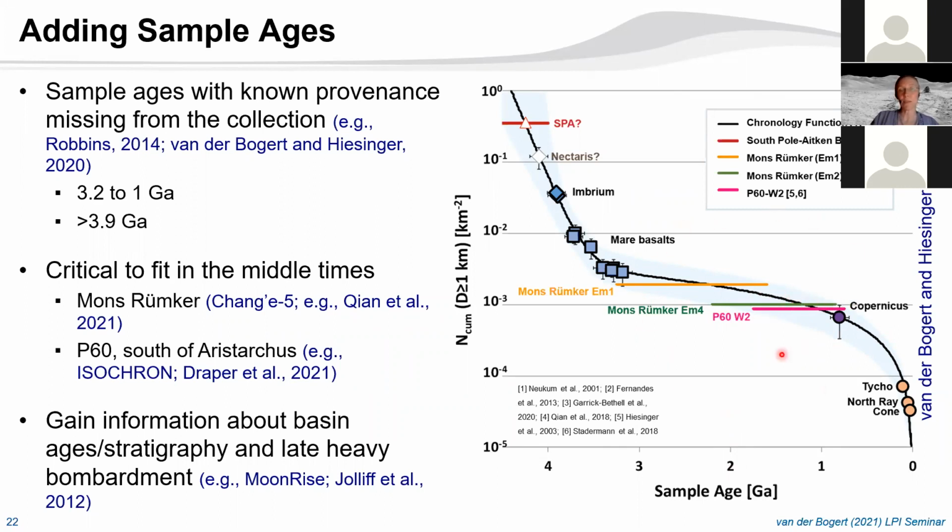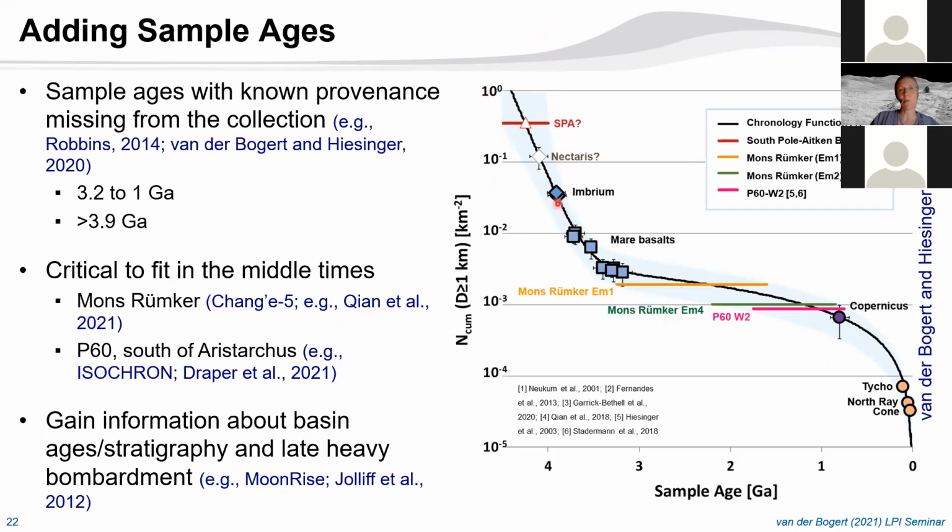Okay. So we're missing information from this middle time. We have samples from one location. And we're also missing information up here at the old end. Okay, we worked on a paper with Ian Garrett-Bethel about whether or not there's a sample of SPA and what this would mean for the late heavy bombardment and the impact rate on the early moon. But we really don't have a sample of SPA that we know for sure is from SPA. And so this is the rationale for a moonrise mission to return samples from SPA so that we know if the chronology function should be steeper here or if it's shallower.